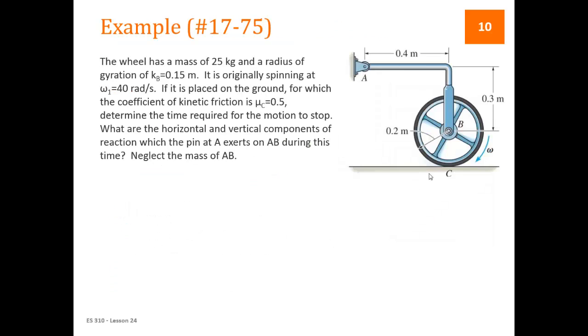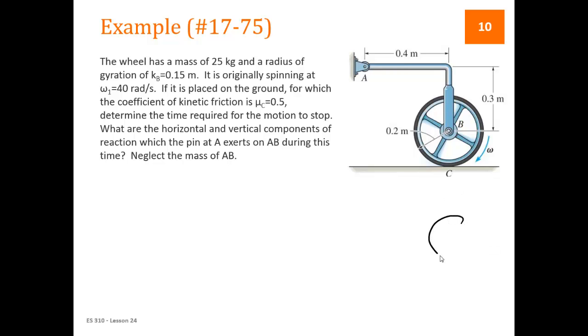We have this wheel that is on a support that is massless. The wheel starts spinning, and then we lower that wheel into the ground, and there's friction on the ground which slows the wheel down. We're asked to figure out how long it takes for the wheel to slow to 0, and how much force is occurring at the pin at this point. So first of all, let's draw a free body diagram of our wheel.